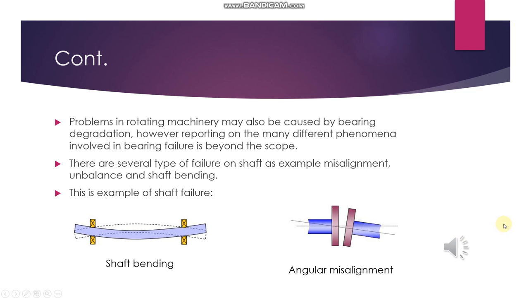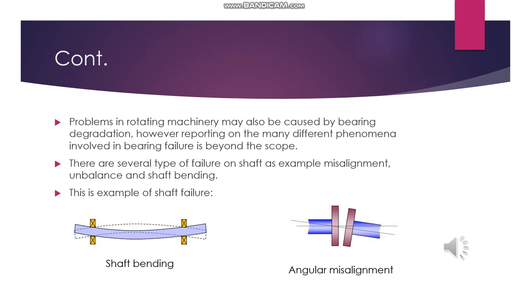Okay, for the next slide, we continue on introduction. The first point is problems in rotating machinery may also be caused by bearing degradation. However, reporting on the many different phenomena involved in bearing failure is beyond the scope. Bearing failure also affects the shaft performance and condition because the bearing is an important part in minimizing the force of shaft rotation when transmitting the power to other parts of the machine.